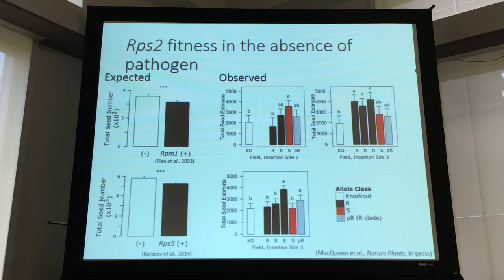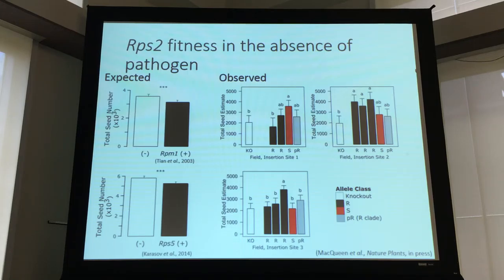Okay, so what did we actually see? These are the results for the three different insertion sites. You can see that there's actually no consistent differences in fitness between the resistant clade and the susceptible clades of allele here. But in contrast, there's a number of lines with an allele of RPS2 that are significantly more fit than these knockout lines. So this was the opposite of what we expected, right? There's no cost of resistance here.